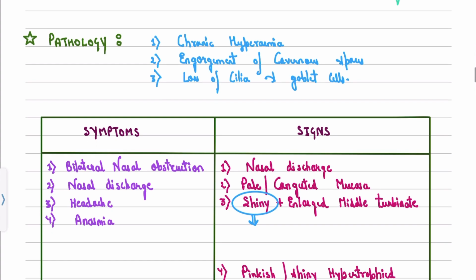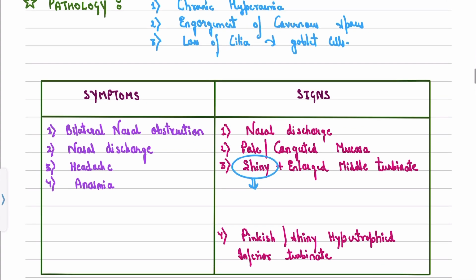Let's discuss the signs and symptoms of chronic simple rhinitis. Symptoms include bilateral nasal obstruction. Easy to remember, there is bilateral nasal obstruction, and there is nasal discharge because of chronic hyperemia and engorgement of cavernous spaces.